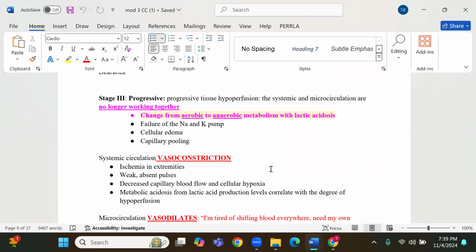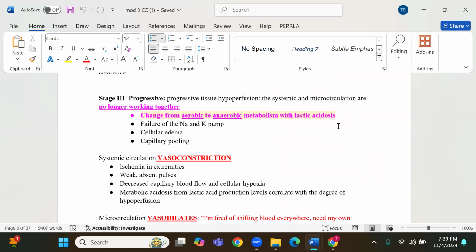And it says the systemic and microcirculation no longer work together. So they're not in unison anymore. And then what happens is we change from an aerobic to anaerobic metabolism, and we start producing lactic acid. I know that's difficult to understand, but let me give you a scenario.